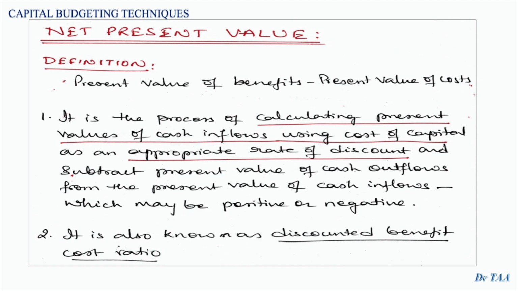So it is the process of calculating present values of cash inflows using cost of capital as an appropriate rate of discount, and subtracting the present value of cash outflows from the present value of cash inflows, which may be positive or negative. Here we understand one particular point, that it is the difference between the benefits and the cost. How we calculate present values is we use cost of capital as a discounting factor. This is the reason why it is also known as discounted benefit cost ratio.